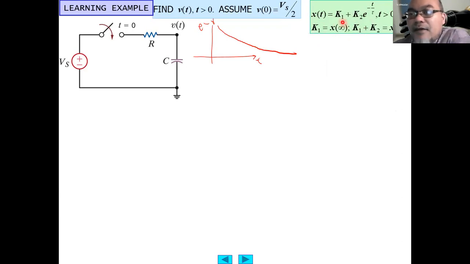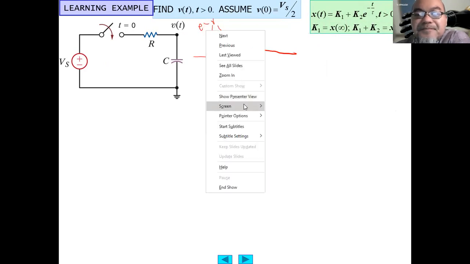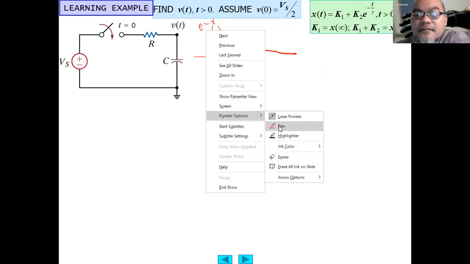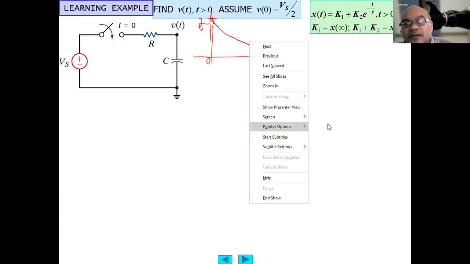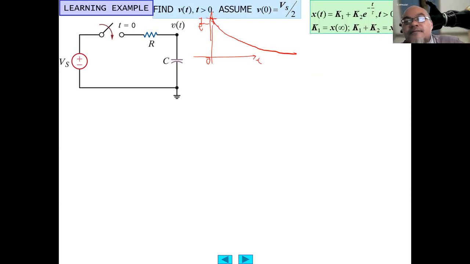So k1 plus k2, on the other hand, when t equals 0, this term becomes 1. So when t equals 0, this intersects the y-axis at 1 point. Okay, so it means this is x at 0 equals k1 plus k2.